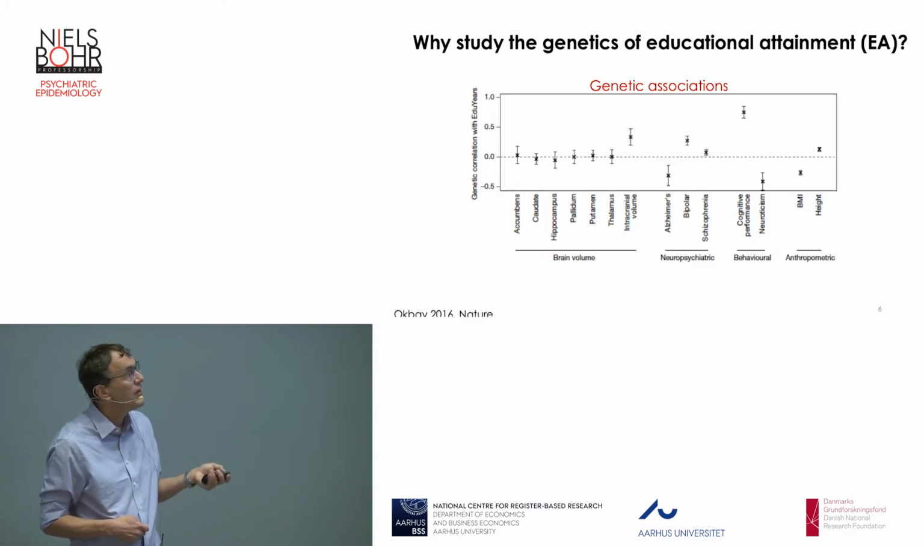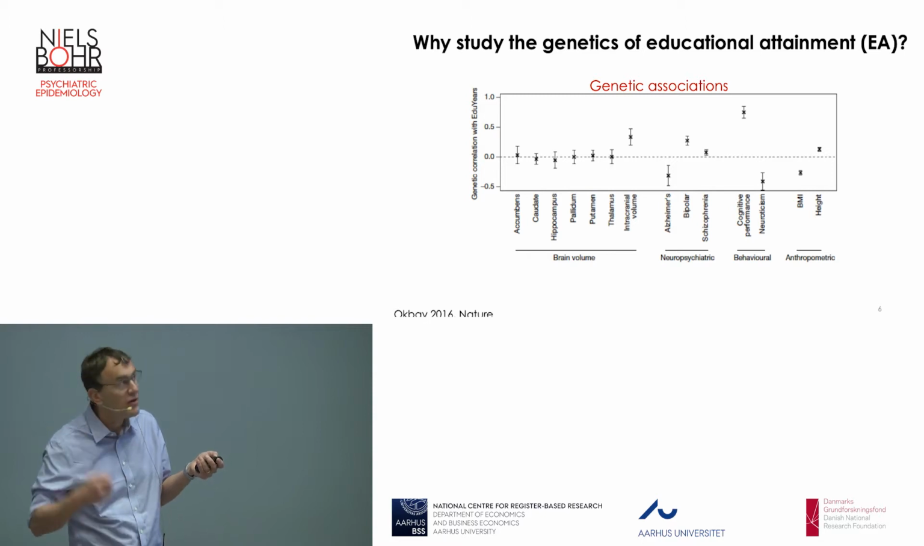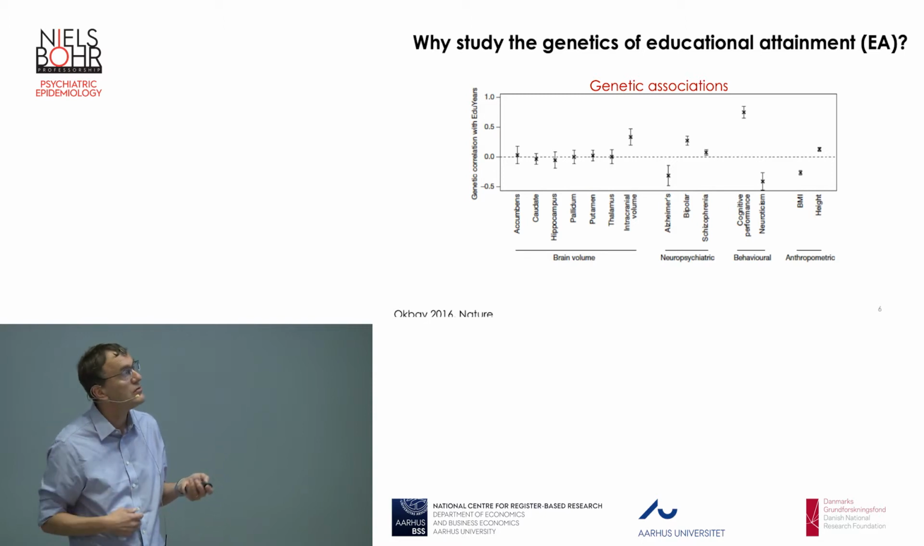Also, in a previous publication on educational attainment, there were genetic correlations associated with a number of neuropsychiatric and behavioral traits, and here you can see that genetically having an increased predisposition to education, whether that's cognition or other traits associated with it, seems to be protective for Alzheimer's and for neuroticism. And according to this publication, it is positively correlated with bipolar disorder.